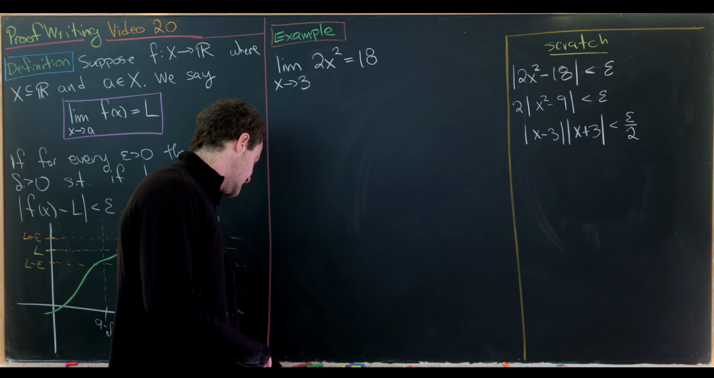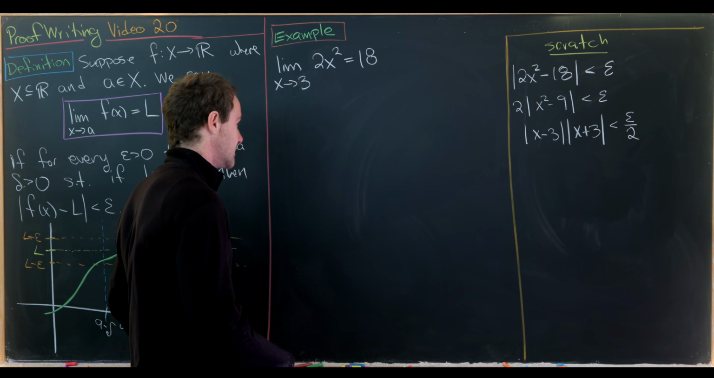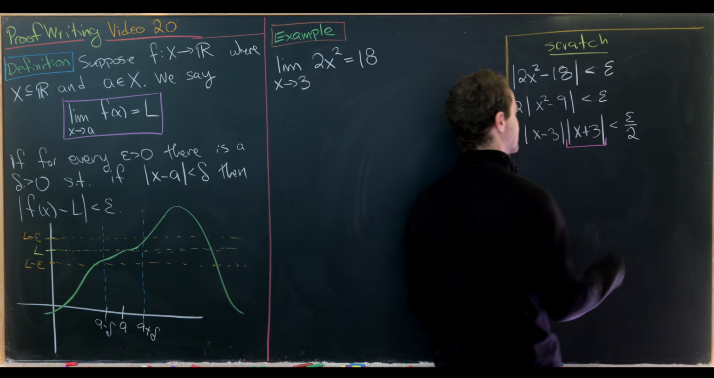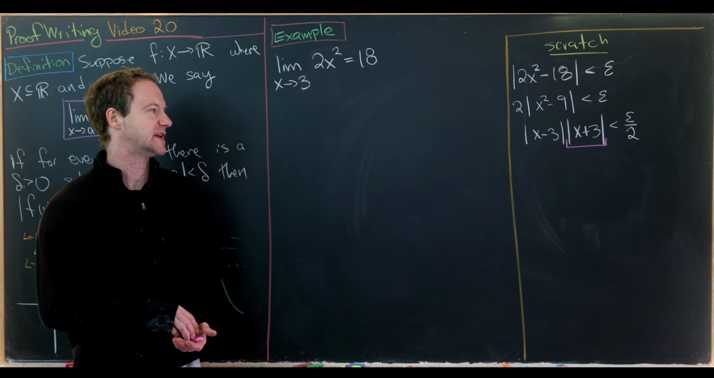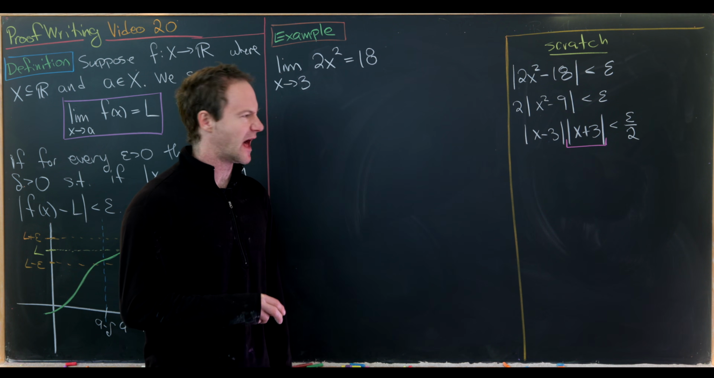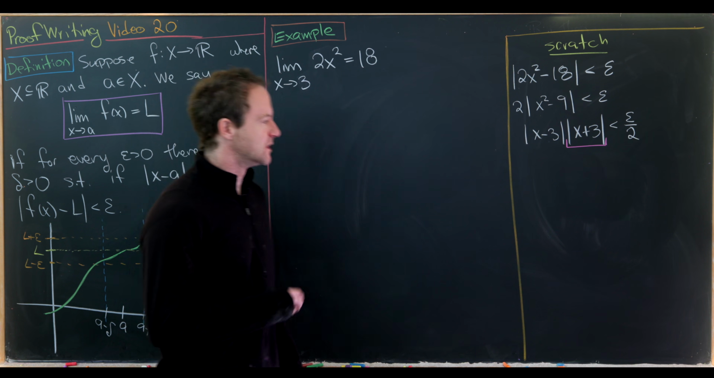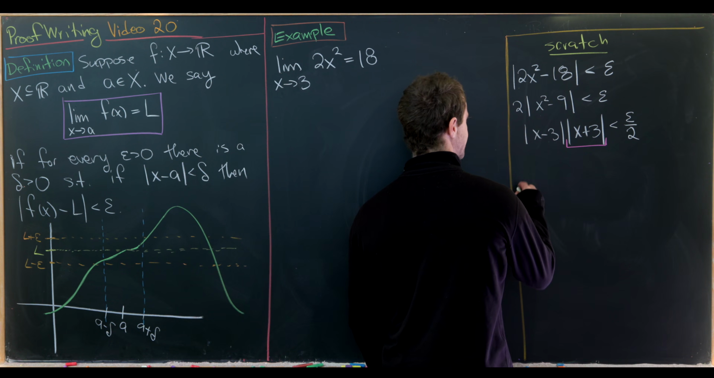But now we look at that and we see we have this extra term. And this extra term in this case is this x plus 3 term. So we'd like to somehow take care of that, like maybe bound that above and below by something. Okay, so how can we do that? Well, let's do a little bit of wishful thinking.